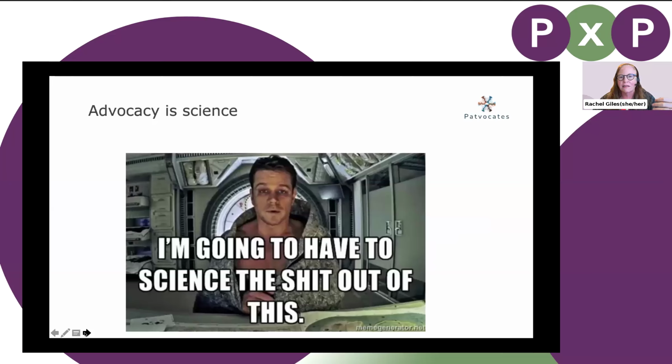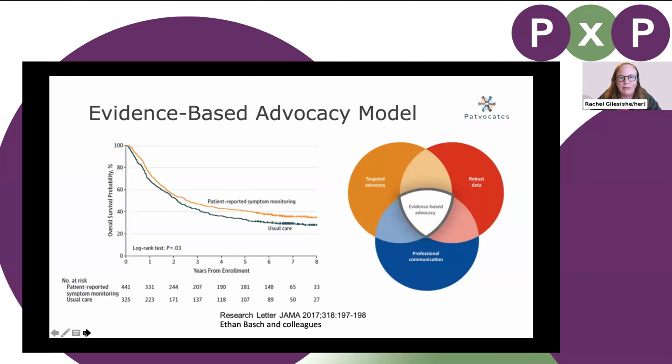So the next slide is sort of a joke here, and excuse the French. We say that advocacy is a science, and sometimes you just need to use the science to your advantage. This is a quote taken from the movie The Martian, where he uses science to figure out how to survive. Well, this is not unlike what we have to do as patient advocates.